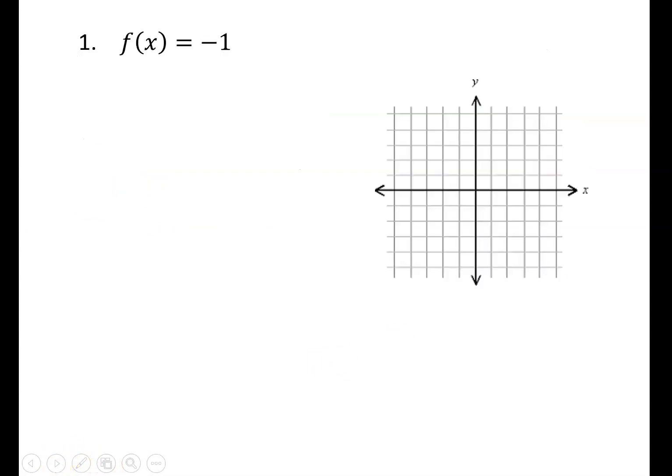Okay, so this first one, f of x equals -1. If you would like, you can go ahead and replace f of x with y. So y equals -1. Since the equation does not have an x in it, we know that this is going to be a horizontal line. That's something that you'll probably want to memorize or at least put on your sheet of notes for the test for Unit 3. So all you have to do to graph it then is go to the y-axis.